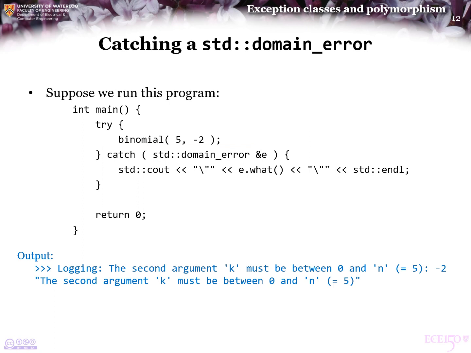Notice, however, that when we call what on e, in domain error the what member function simply returns the string, whereas in our derived class, not only does it return the string, but it also prints a logging statement. As you can see, the logging statement does appear in the output. So even though the compiler thinks of the reference variable e as storing a reference to a domain error, when you call the what member function on it, it determines that the instance is actually an int domain error and calls the appropriately overridden function for that class.